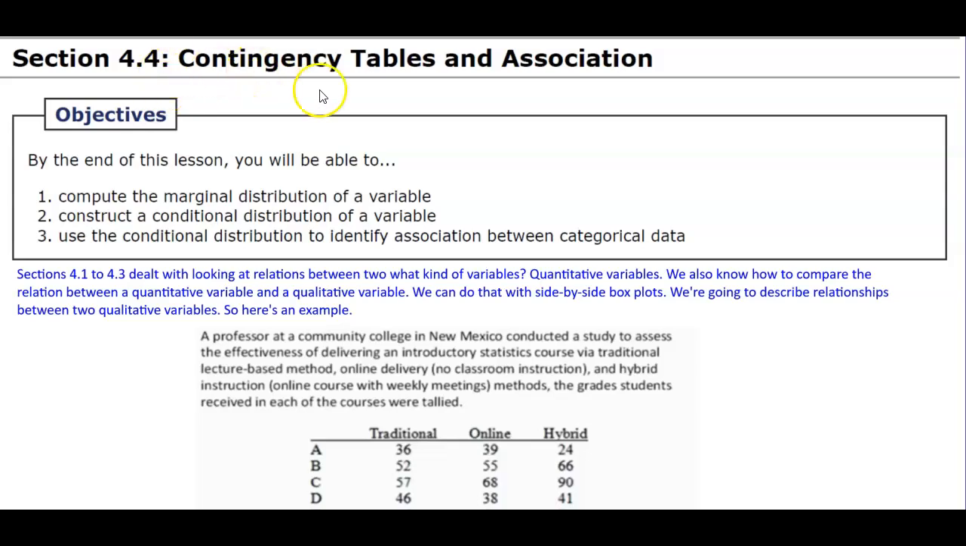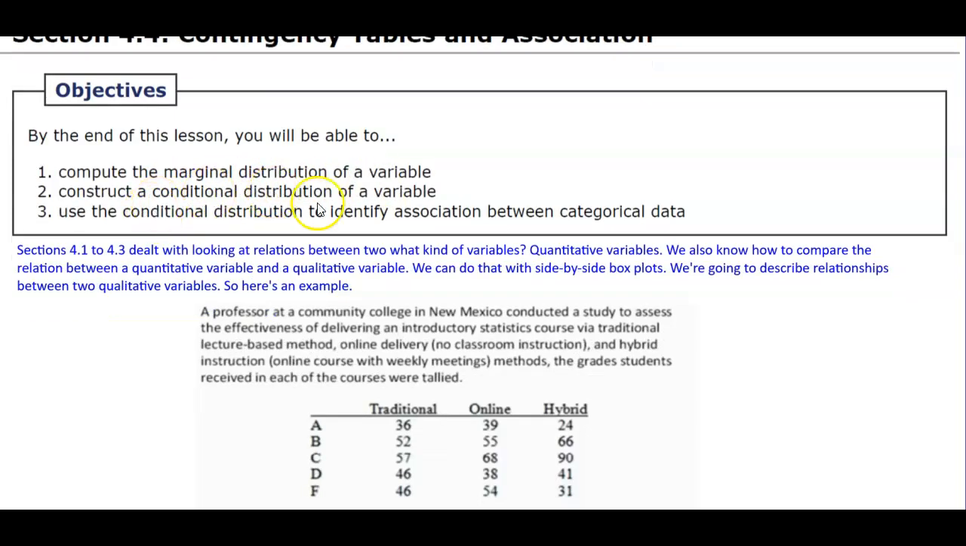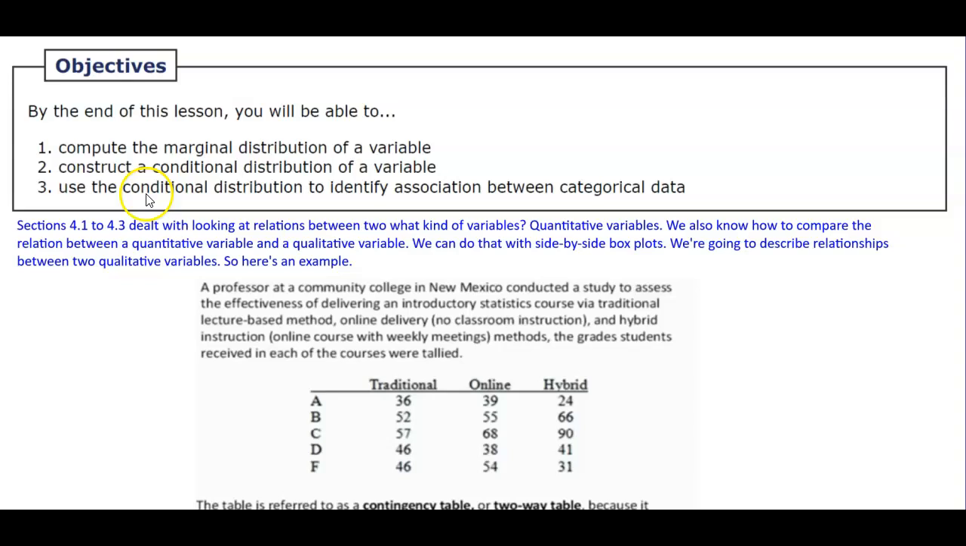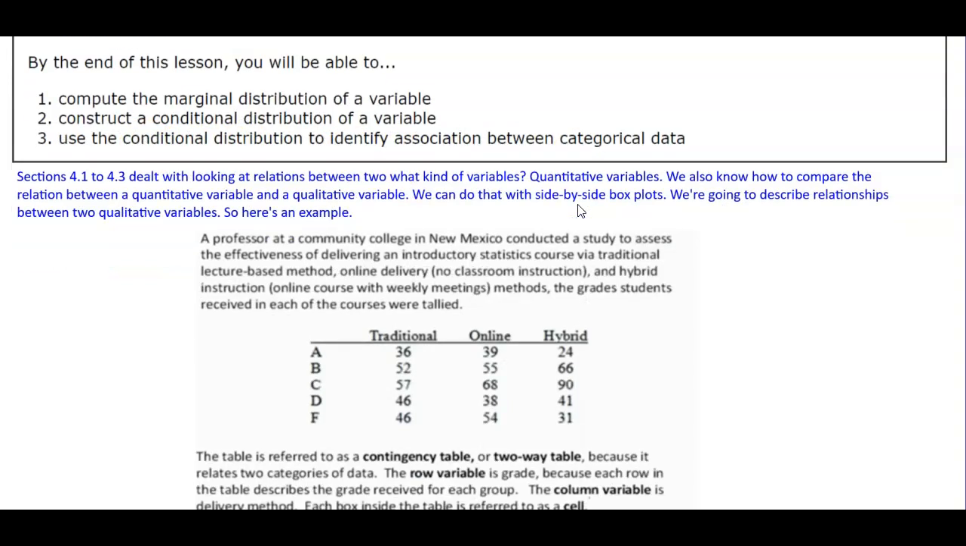Section 4.4, Contingency Tables and Association. In this section, we're going to compute the marginal distribution of a variable, construct a conditional distribution of a variable, and then use the conditional distribution to identify association between categorical data.